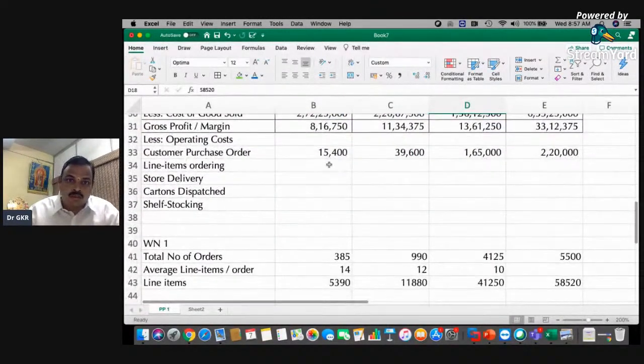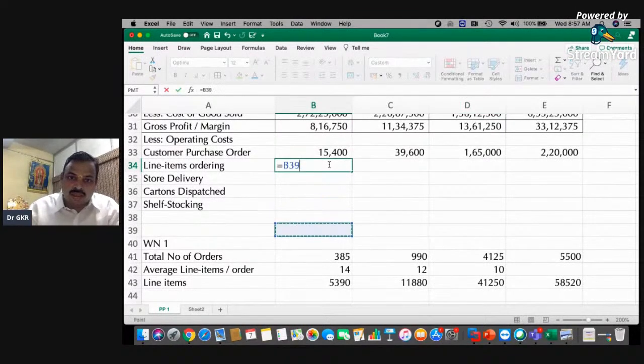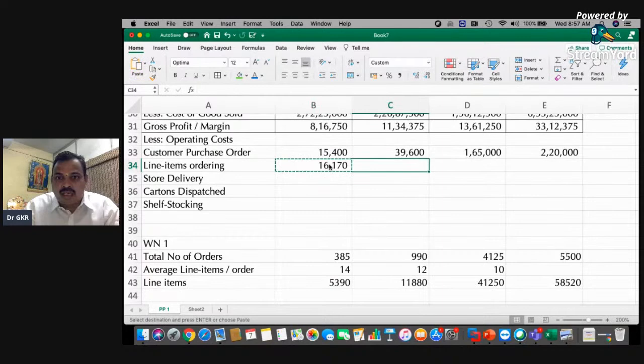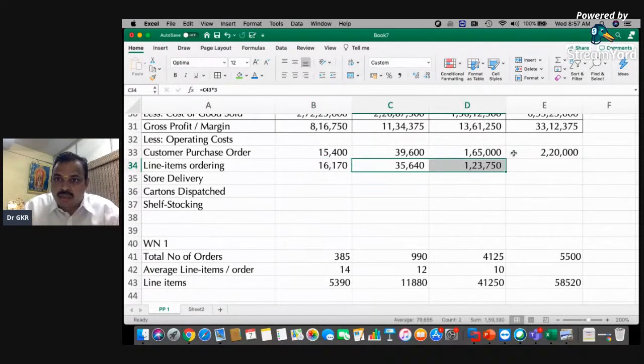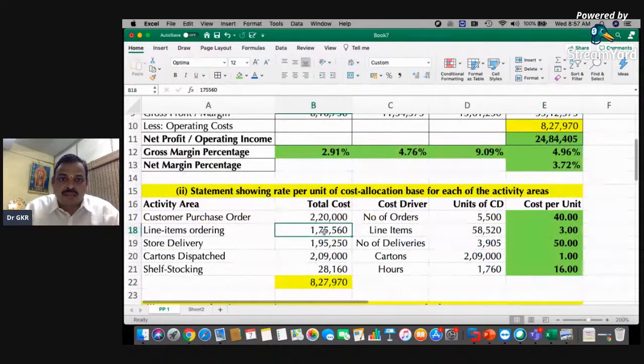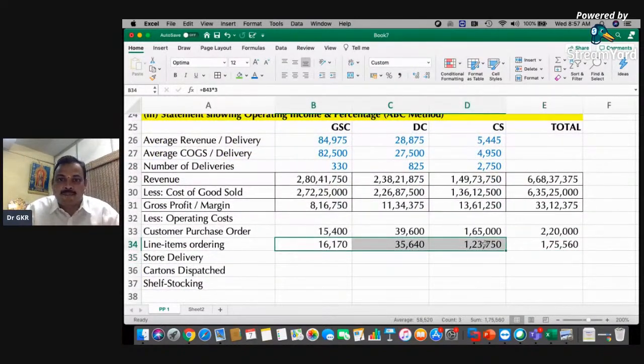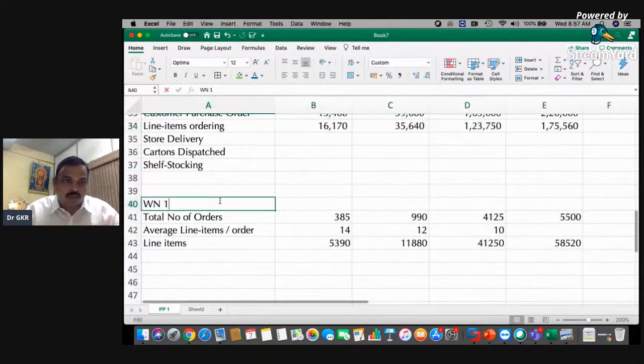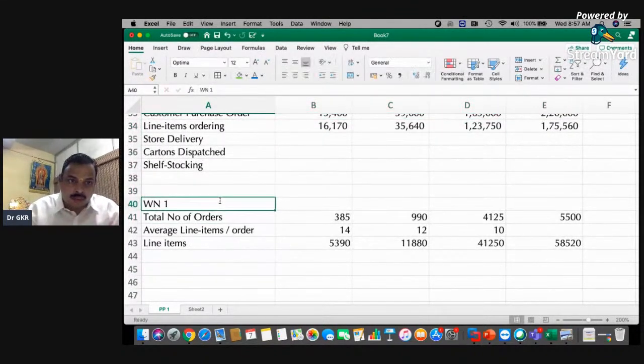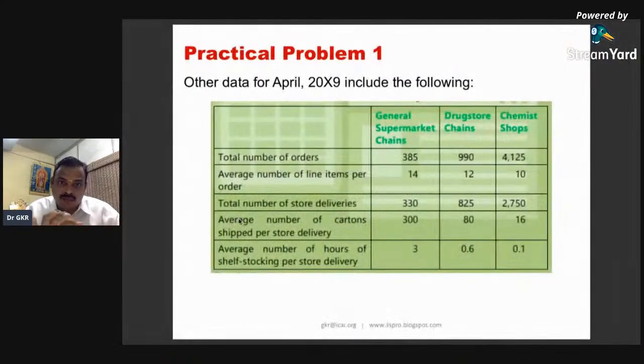So now what I will do, your 385 into 3 rupees. Similarly, 11,880 into 3 rupees. And what is your total? 1,75,560. So 1,75,560 is now distributed based on the number of lines. So this is your working note 1, which is based on the information given.